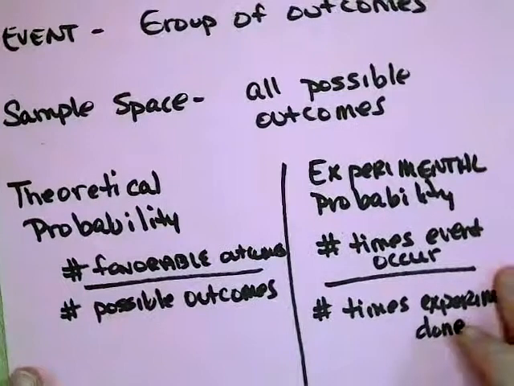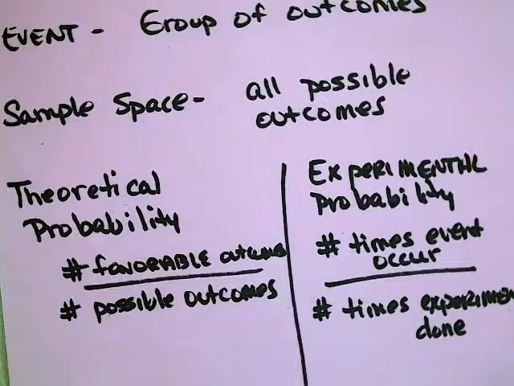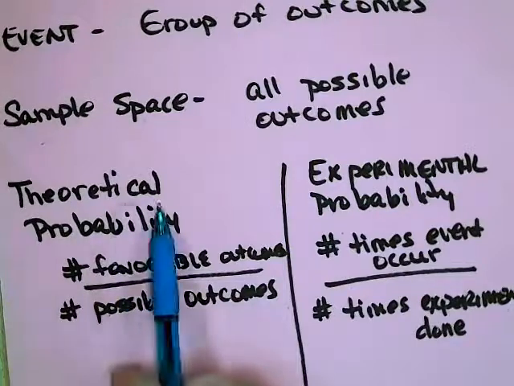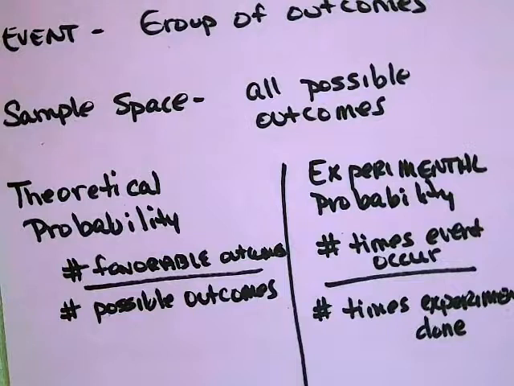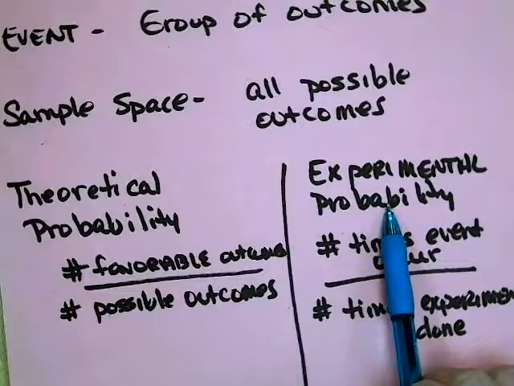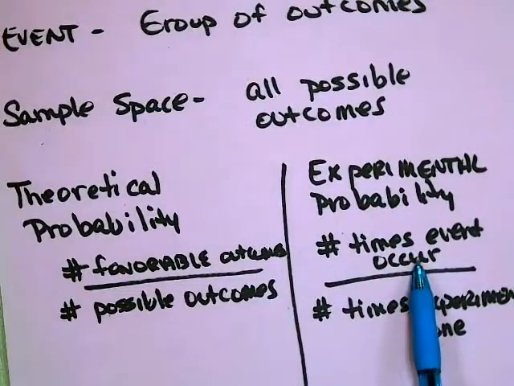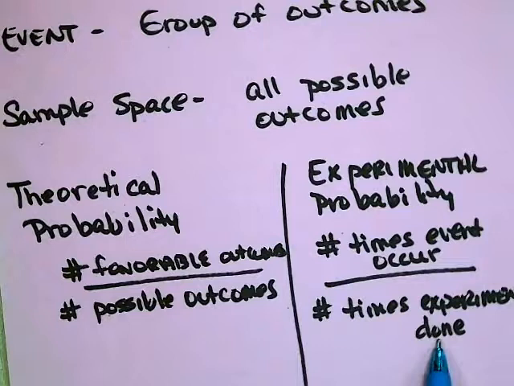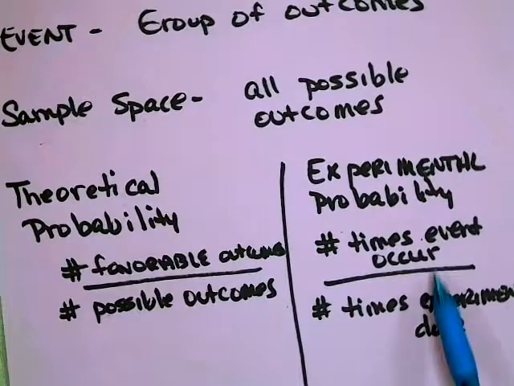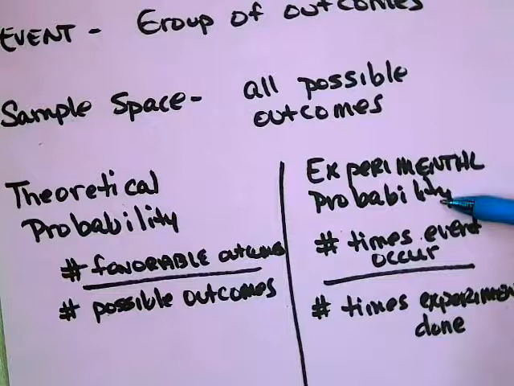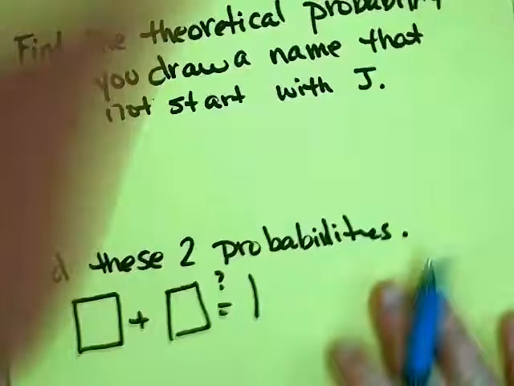Now, there's two kinds of probability. Both of them you think about the very same way. The first is theoretical. It's the number of favorable outcomes over the number of possible outcomes. This is what's supposed to happen when you flip a coin. It's supposed to be 50% heads and 50% tails. Experimental probability is the number of times your event occurred over the number of times you did the experiment. If you really flip a coin 10 times and 7 times it lands on heads, then 7 out of 10 is your experimental probability. The experimental probability comes from actually doing an experiment.